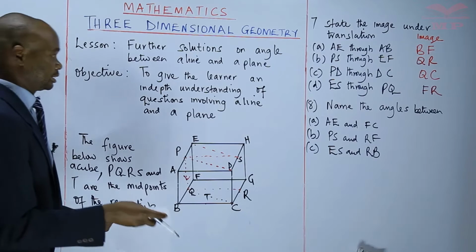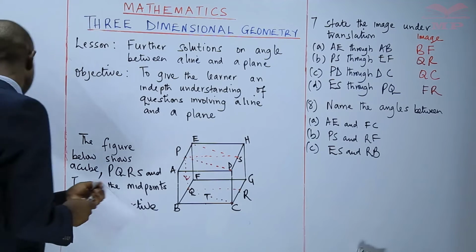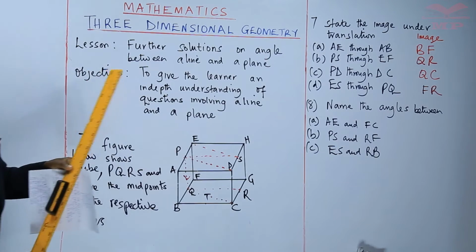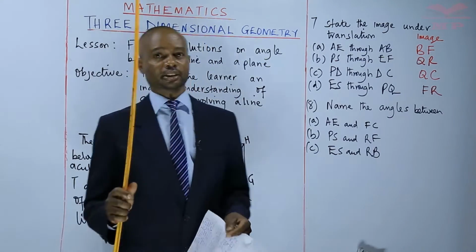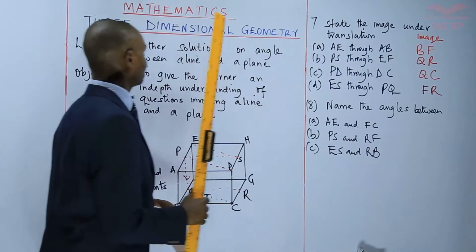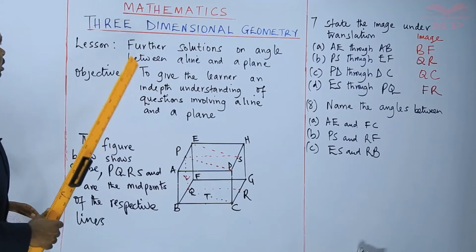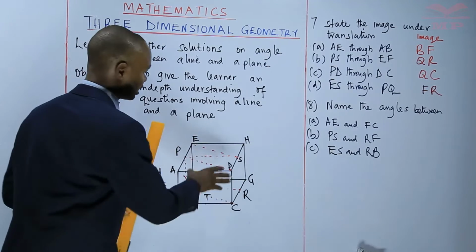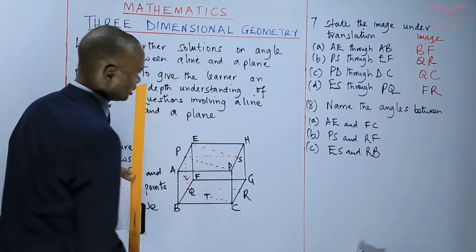Angles between lines. I say the objective of the lesson is to get an in-depth learning into angles between a line and a plane. Finally, the line you are getting is landing on a plane.